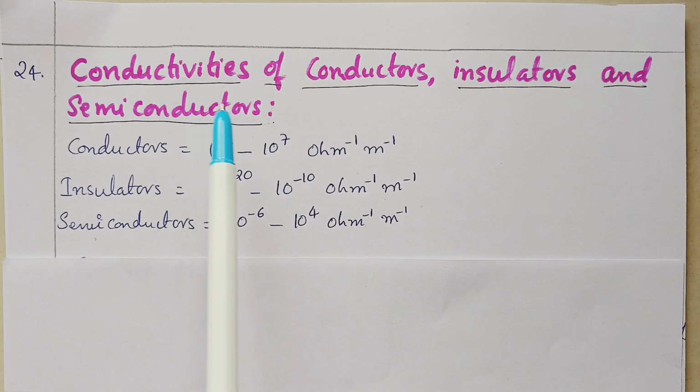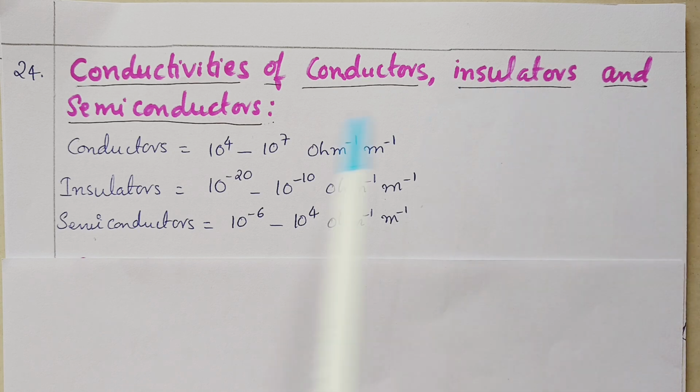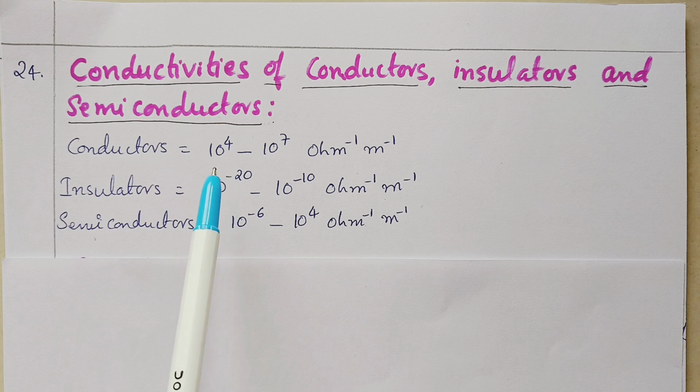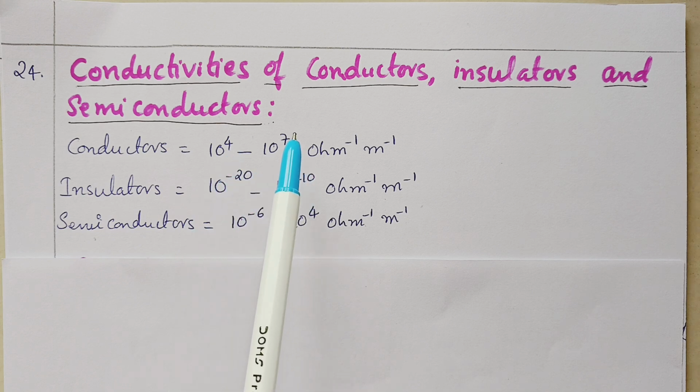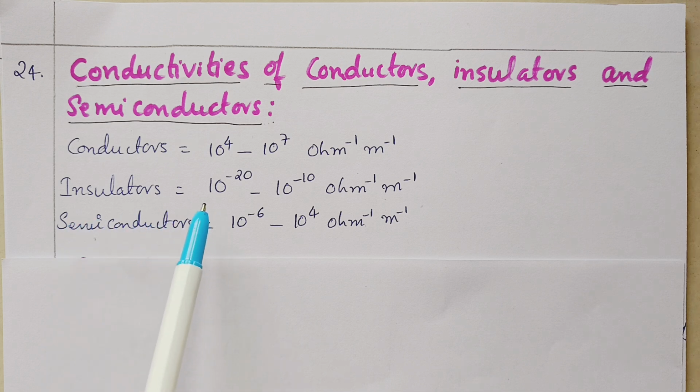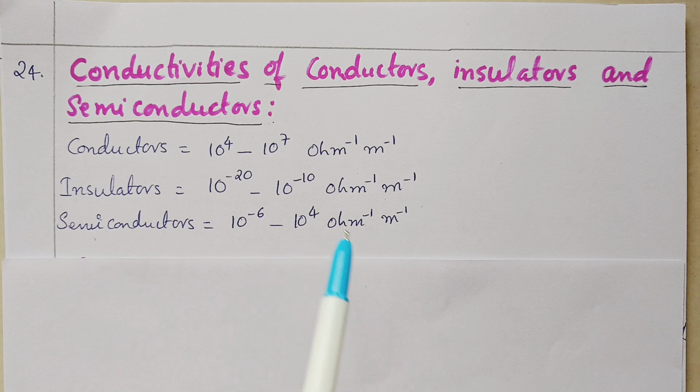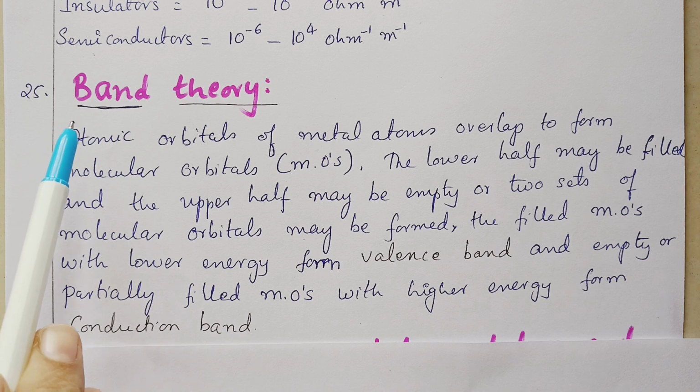Let's see the conductivity values of conductors, insulators and semiconductors. Conductors show a conductivity of 10^4 to 10^7 per ohm per meter, and insulators 10^-20 to 10^-10 per ohm per meter. Semiconductors show a conductivity of 10^-6 to 10^4 per ohm per meter. The next important theory regarding conductivity is band theory.